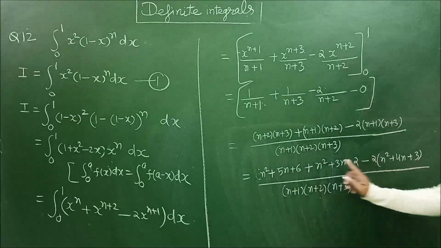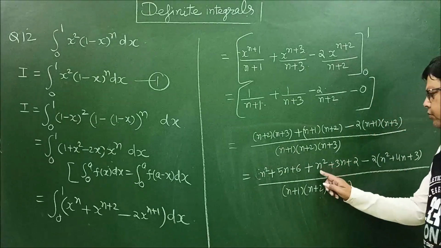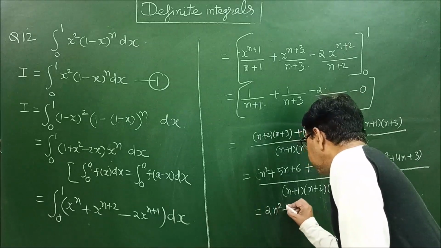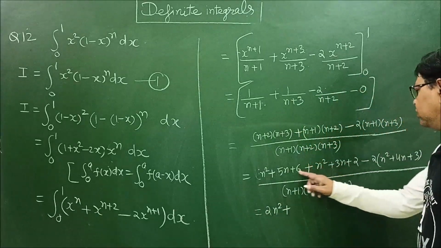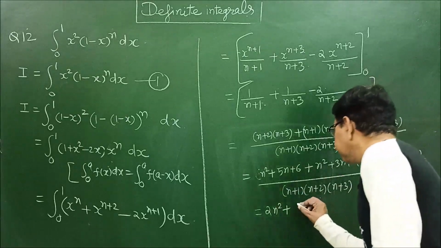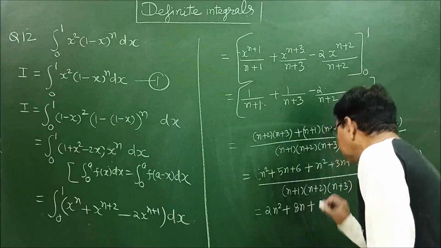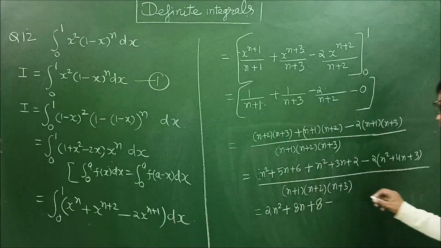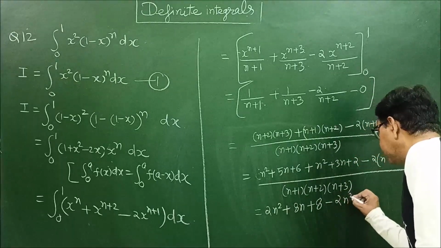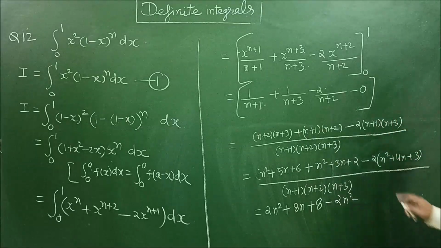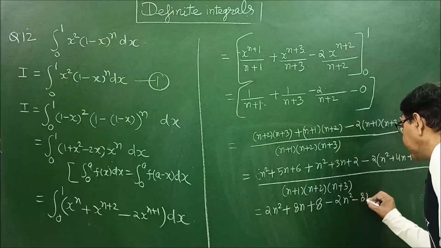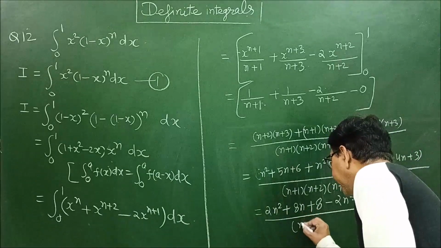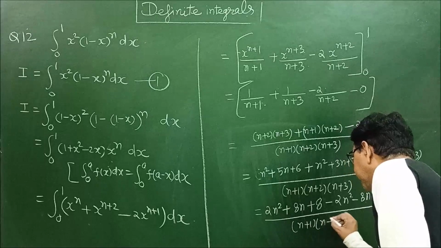Now rearranging the terms. On rearranging the terms, n square and n square is 2n square, plus 5n and 3n is 8n, plus 6 and 2 is 8, minus 2n square, minus 8n, minus 6, upon (n+1)(n+2)(n+3).